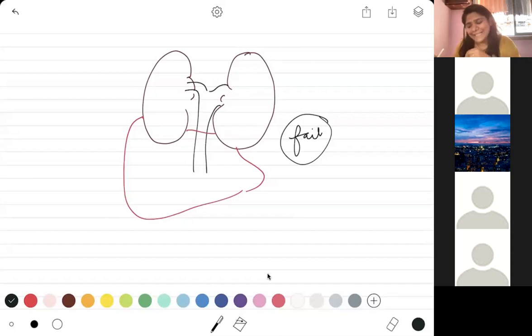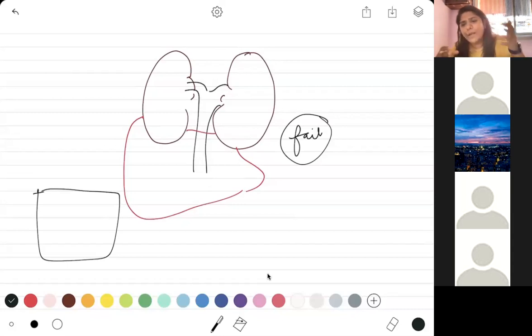Okay, then you take this blood and you put it through a machine. These machines do essentially the same thing that your very good functioning kidneys at one time were doing, which is remove all of the toxins and put the blood back in your body.